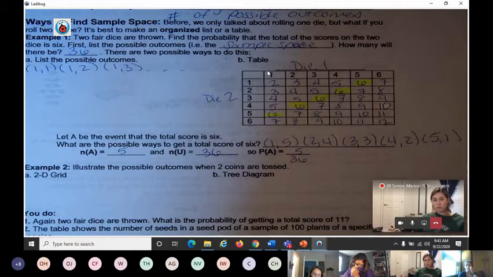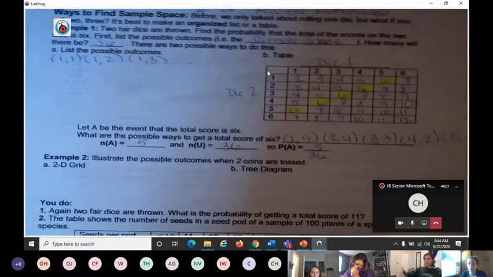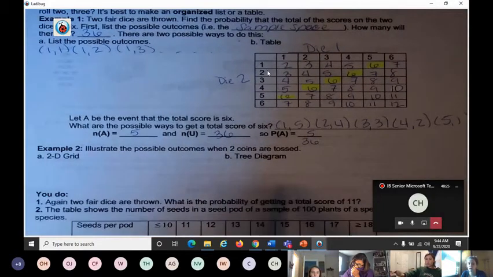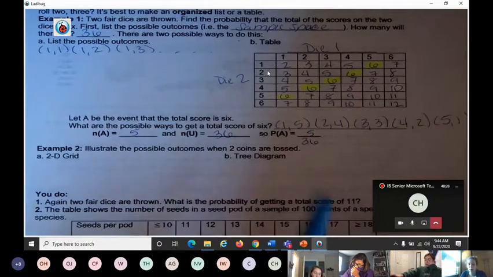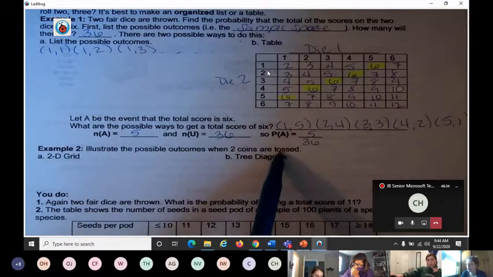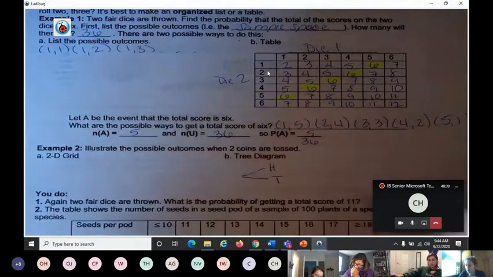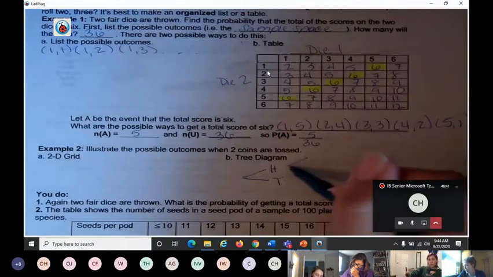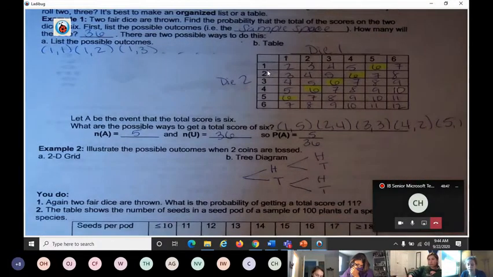Okay, I do want to talk through one more thing real quick before we go. We can also illustrate possible outcomes, not just in a grid. Well, we can do a 2D grid or we can do tree diagrams. Tree diagrams are what we're going to focus on, okay? So it says illustrate the possible outcomes when 2 coins are tossed. So with a tree diagram, we could have heads or tails. Once we roll a head, we could have heads or tails. And once we roll a tail, we could have heads or tails. Okay, so this shows us how to do that.